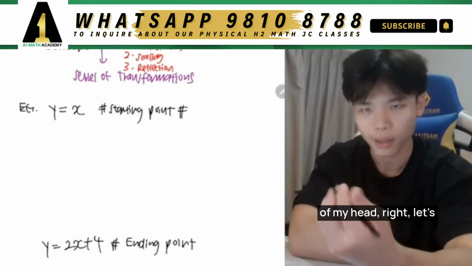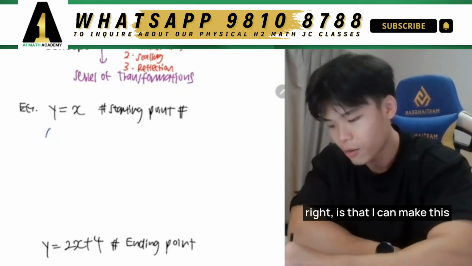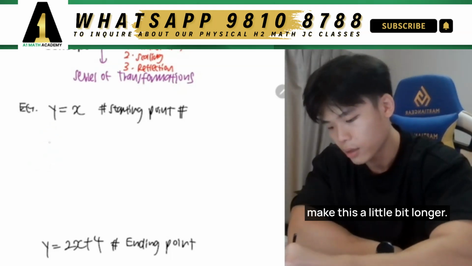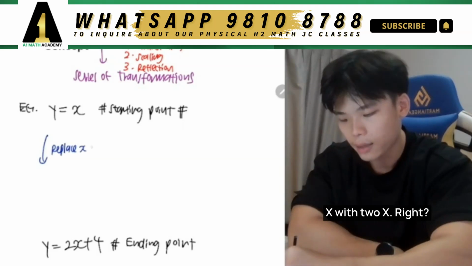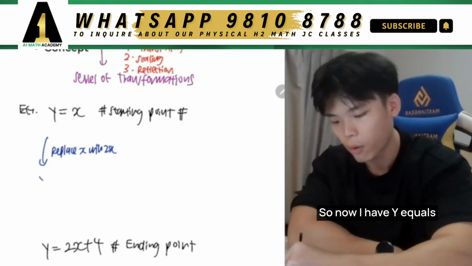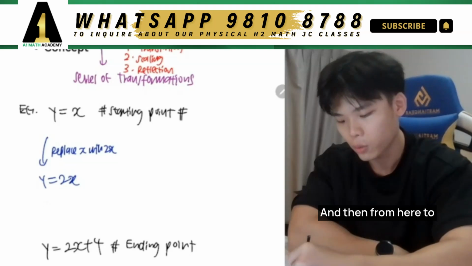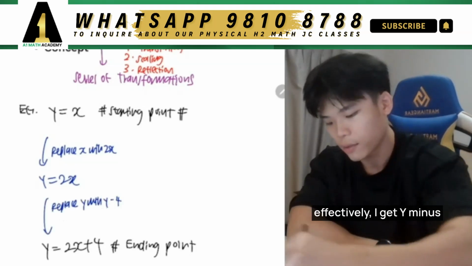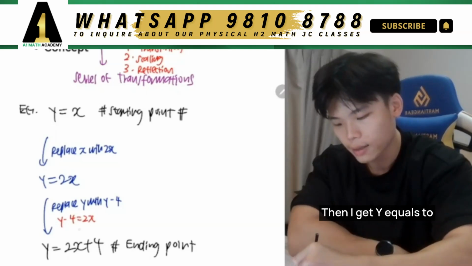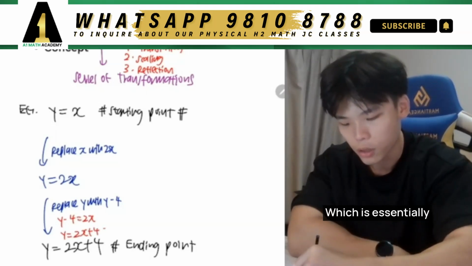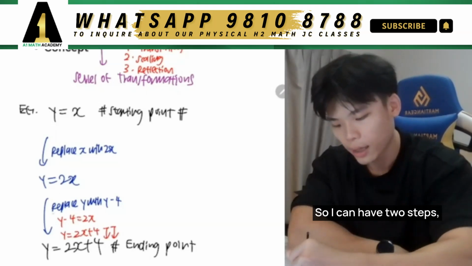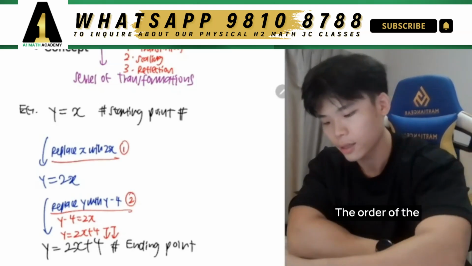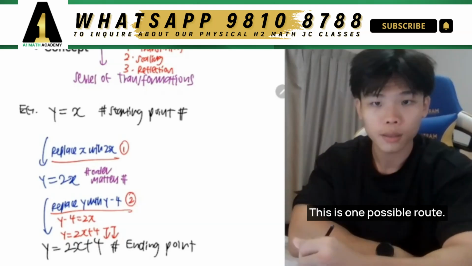Let me, off the top of my head, say the first possible transformation is that I can make this y equals 2x. I can replace x with 2x, so now I have y equals 2x. And then from here, I can replace y with y minus 4. So in the end, I get y minus 4 equals 2x, then y equals 2x plus 4, which is essentially this over here. So I can have two steps, one after another. This is step one, this is step two. Note that the order of the steps matters. This is one possible route.